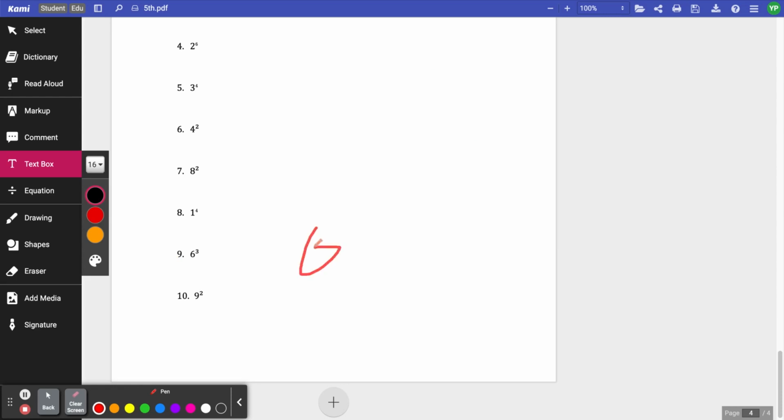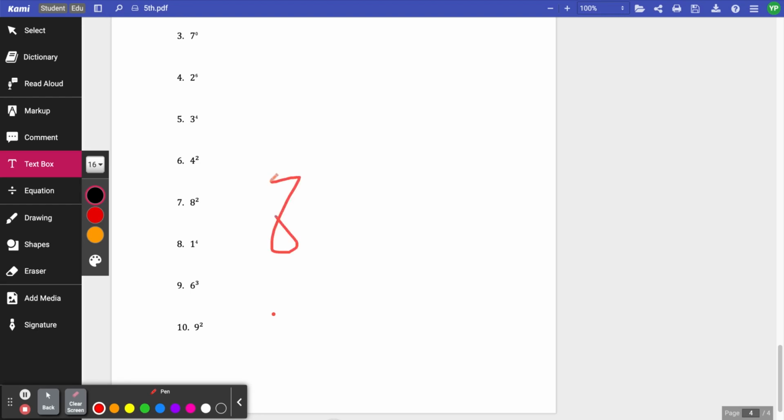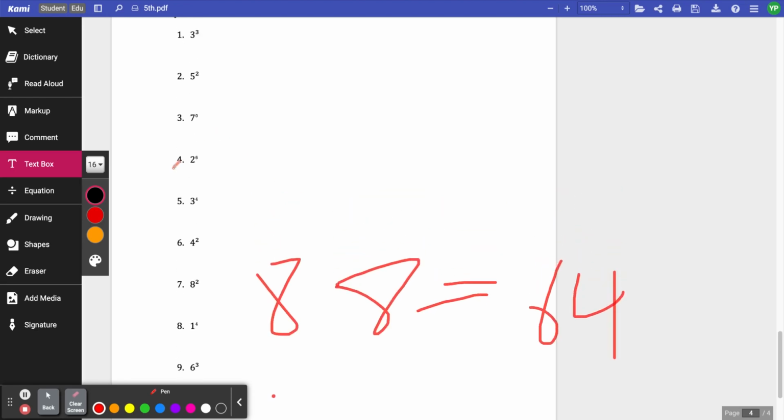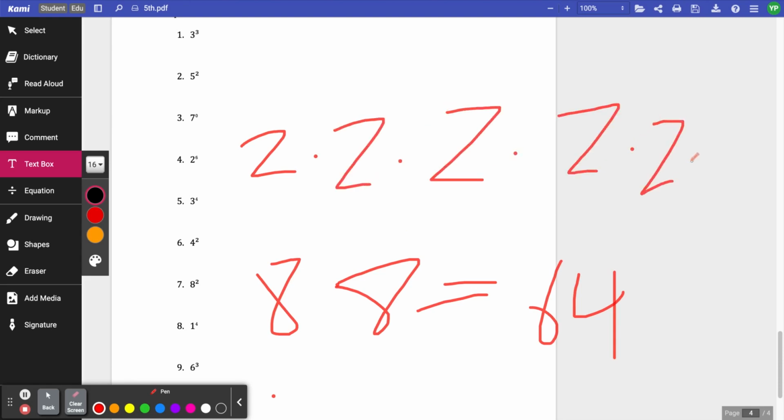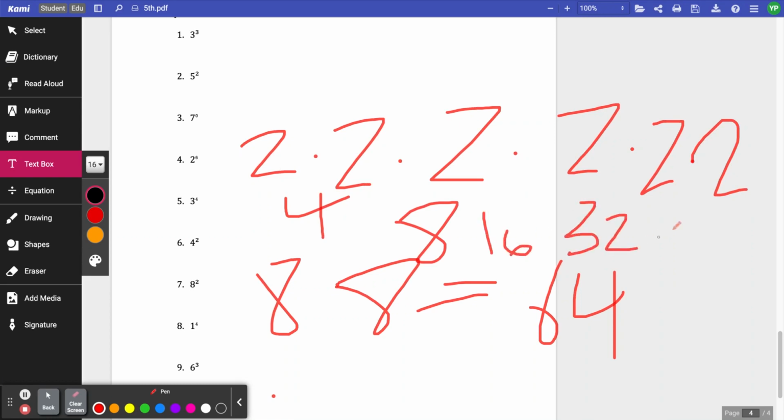Let's do number 9. Oh, actually, let's not do that one. Let's do number 7. 8 to the 2nd power, which means you multiply 8 2 times and you get 64. And let's just do number 2. 2 to the 6th power, which means you multiply 2 6 times. 2 times 2 is 4. 4 times 2 is 8. 8 times 2 is 16. 16 times 2 is 32. And 32 times 2 is 64. So you get 64 as your final answer.